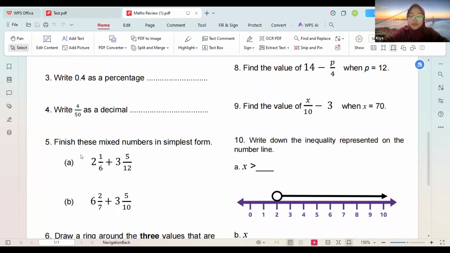The result is 40%. Because to make 0.4 into a percentage, you need to multiply by a number that can make it have no decimal. You need to multiply by 10. Okay, perfect. And then how about number 4?